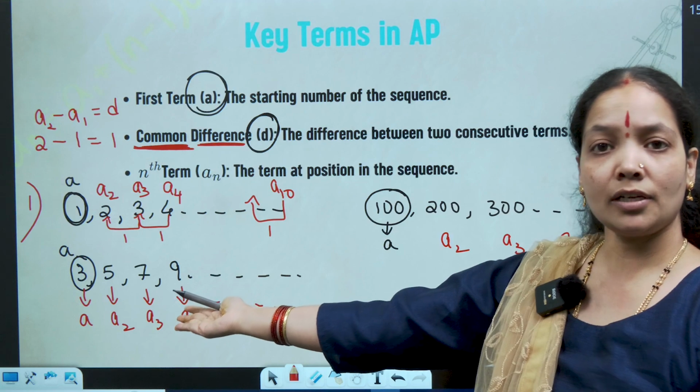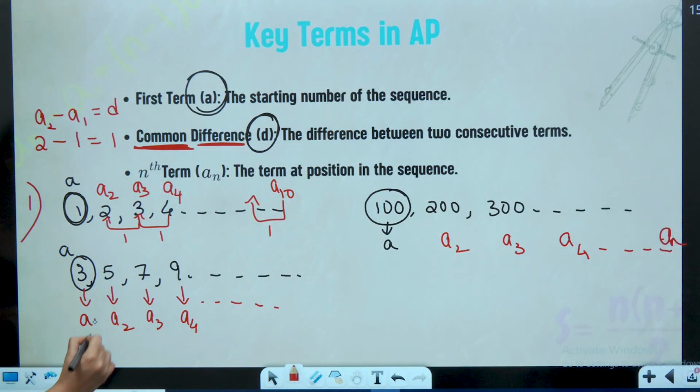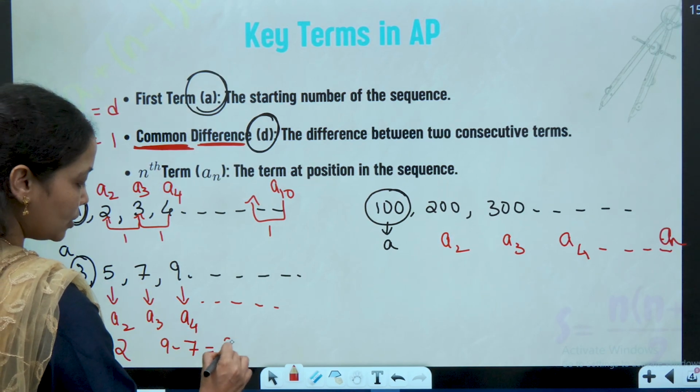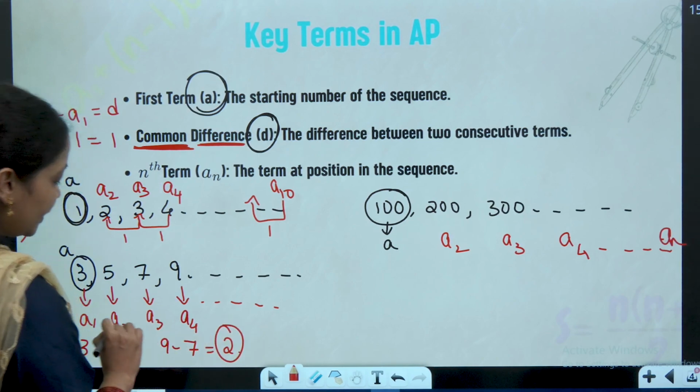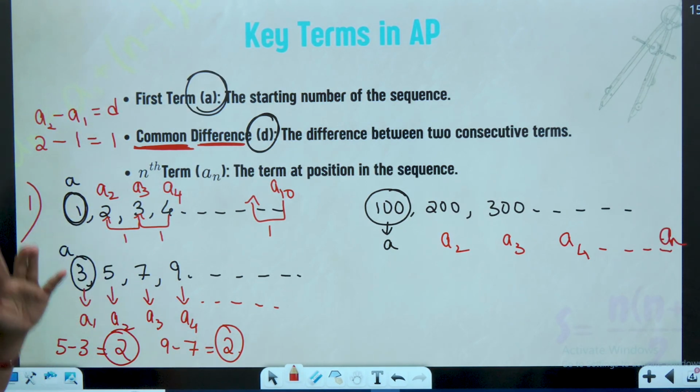Now tell me what is the common difference of the second example given here. A2 minus A1 is giving me 5 minus 3, that is 2. A4 minus A3 is 9 minus 7, that is also 2. So common difference between two sets of subtracted terms is 2. Therefore common difference is 2 here.